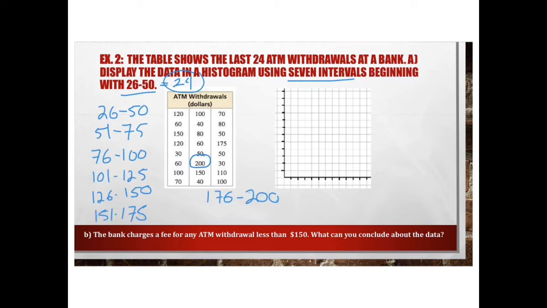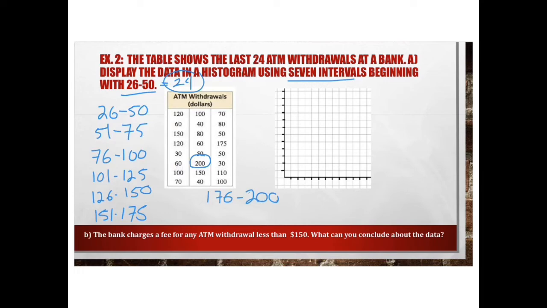All right, so our remaining intervals that we need to set up were 101 to 125, 126 to 150, 151 to 175, and lastly 176 to 200. And again, I knew to stop at that last interval because my highest number, my maximum, is 200, and I don't need to keep going past that.